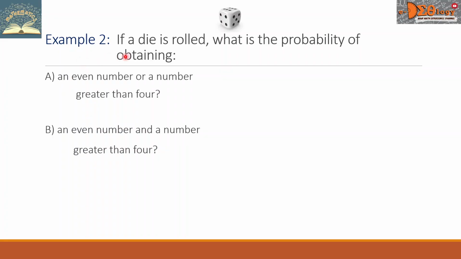Example 2. If a die is rolled, this is the picture of a die. What is the probability of obtaining A, an even number or a number greater than 4? Letter B, an even number and a number greater than 4. Let us see the difference later.